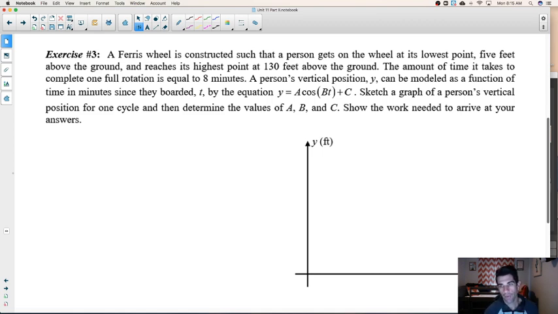Sketch the graph of a person's vertical position for one cycle, and then determine the values of a, b, and c. Show the work needed to arrive at your answer. So you've got a Ferris wheel. Now, a Ferris wheel goes around and around, right? If you look at it as continuing to go straight, here's the ground, right?